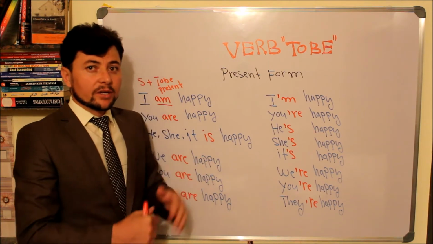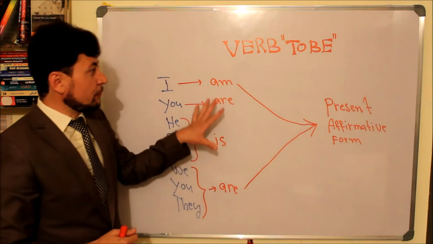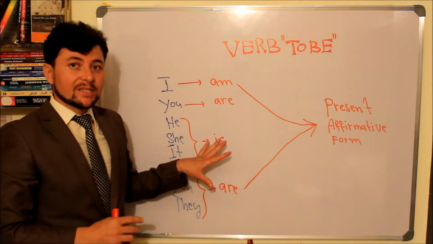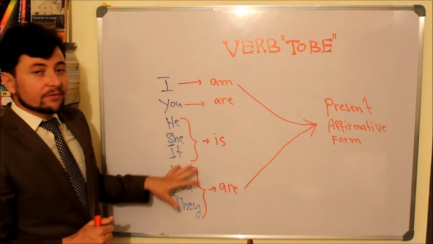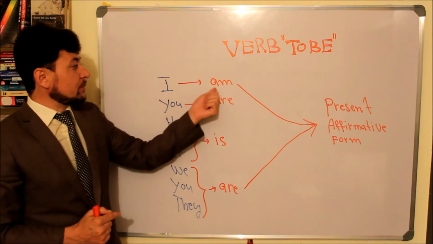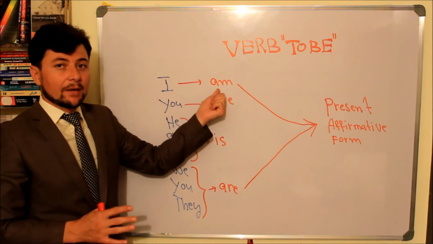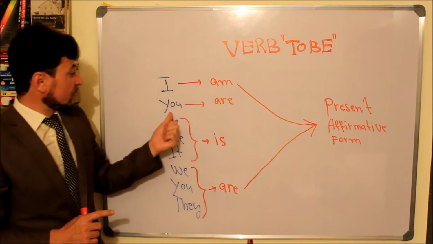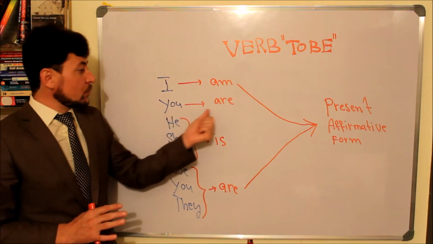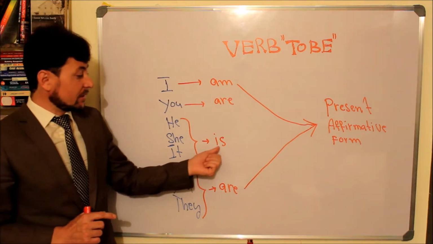Now let's have a look at the form clearly. Well, this is the form of verb to be in present affirmative. So for the subject I, verb to be is always am. Anytime there is subject I, verb to be is am. There is no exception in this. For subject you, we use are. For the subjects he, she, it, we use is.